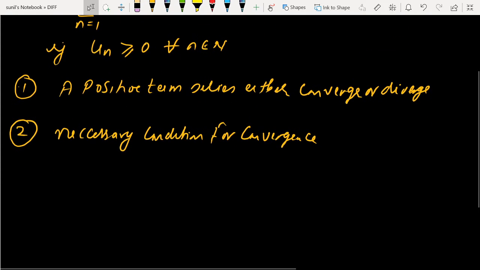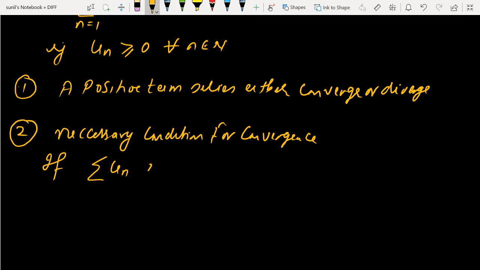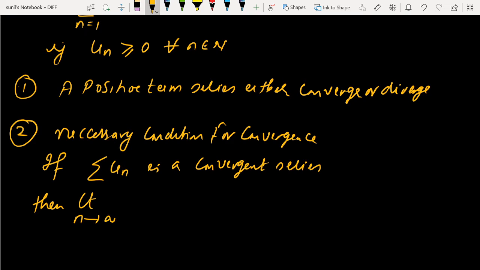What exactly is this saying? That if summation un is a convergent series, then limit n tends to infinity of un is 0. Student, it is a necessary criterion, because if you came to know that the series is convergent, then the limit of the nth term is 0.